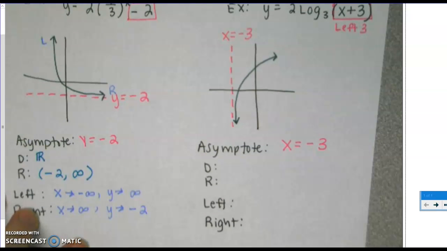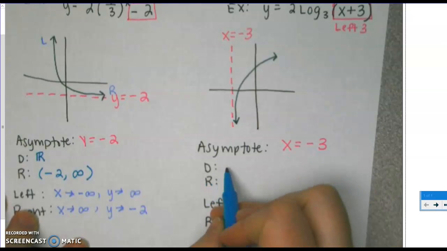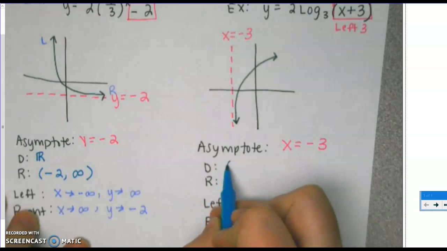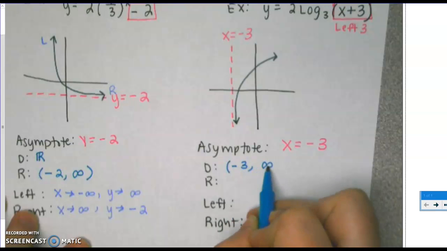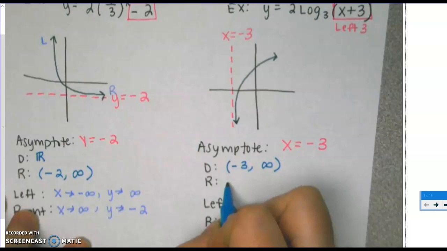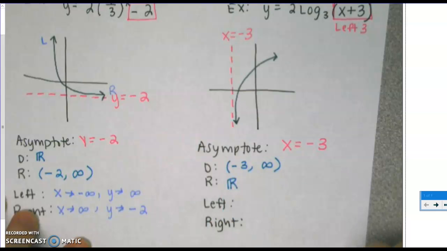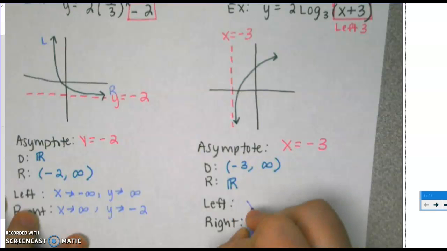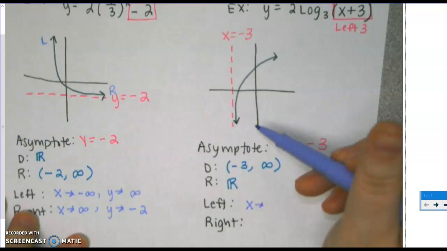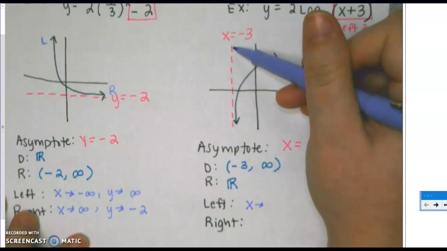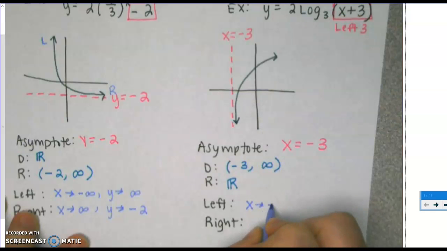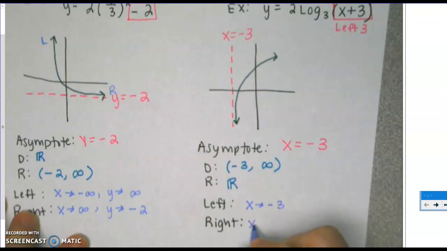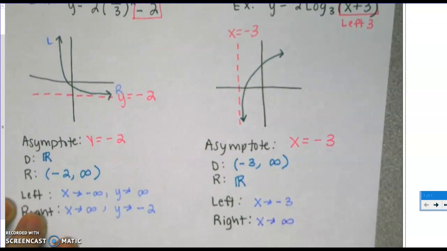All right, so domain, left to right. The furthest to the left that my graph is going to go is -3 because it's getting blocked by the asymptote, but the right is forever and ever and ever. Range is always all real numbers because I have an arrow down and an arrow up. So in this case, my left arrow is the one going towards my asymptote. So my left arrow is going to say -3. My right arrow is going to say infinity.